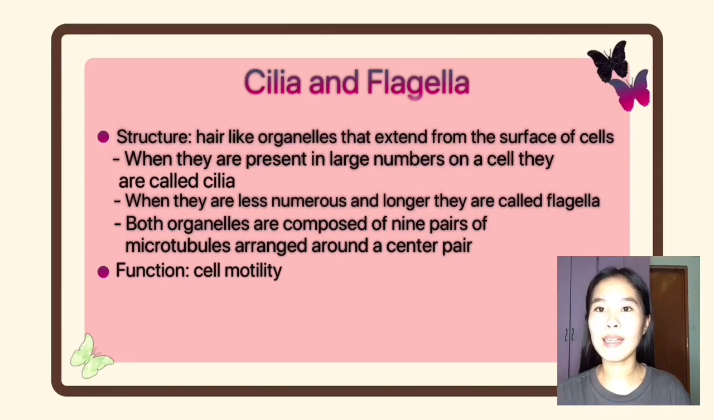Cilia and flagella. Structure: hair-like organelles that extend from the surface of cells. When they are present in large numbers on a cell, they are called cilia. When they are less numerous and longer, they are called flagella. Both organelles are composed of 9 pairs of microtubules arranged around a center pair. Function: cell motility.